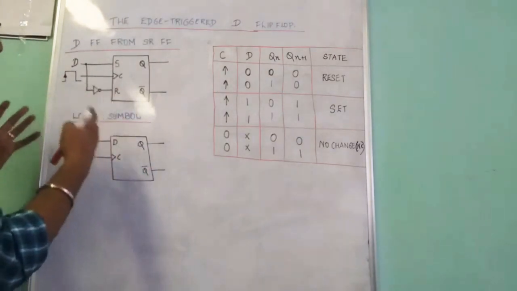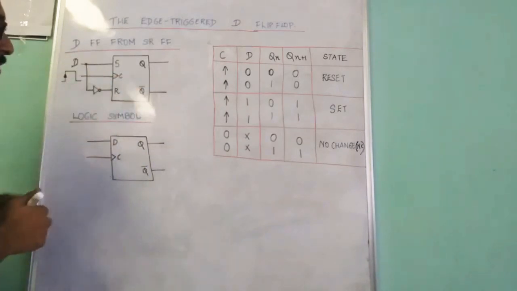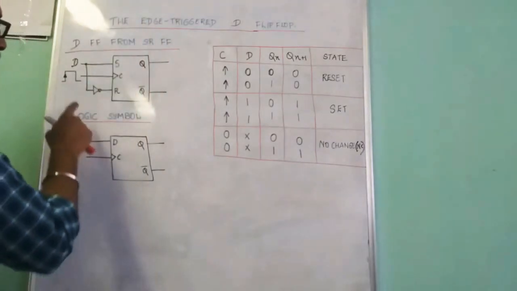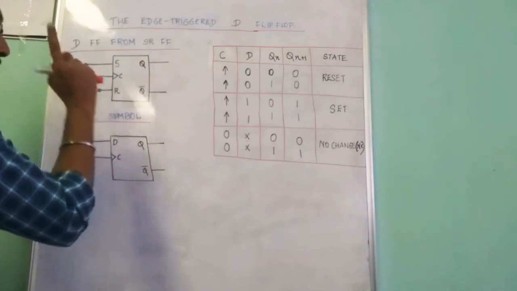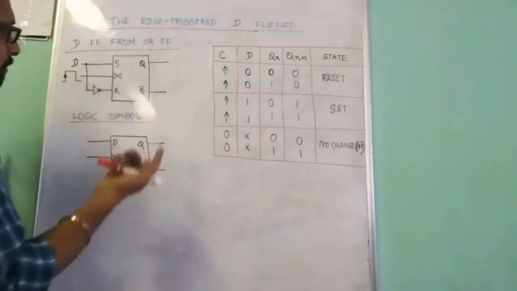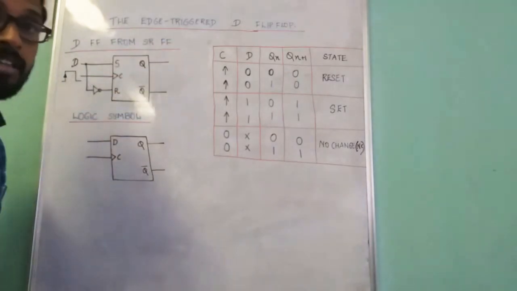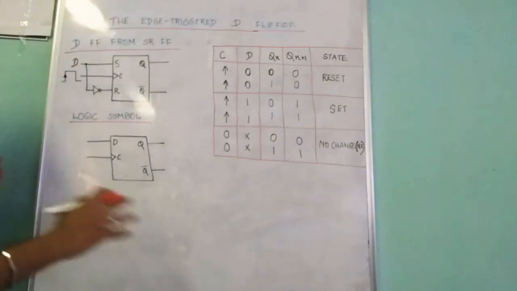Here, in order to show its positive edge trigger, I have marked a clock pulse with a positive sign, that is, an arrow pointing upward. Also, as D is formed by taking the one positive case and the negation of that part, we can say that from S and R, we can construct a D in such a manner. And as far as the logic symbol is concerned, it's very easy.